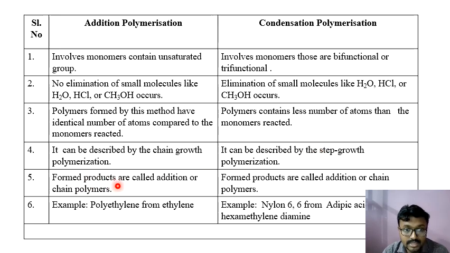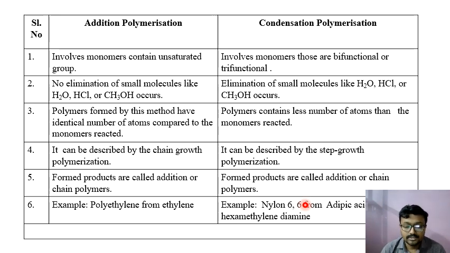The product formed in addition polymerization is called addition polymer. The product formed in condensation polymerization reaction is called condensation polymer, or sometimes also copolymer. An example is polyethylene, which is formed from ethylene molecules. It's an example of addition polymerization reaction. Nylon 66, which is formed by the reaction between adipic acid and hexamethylene diamine, is an example of condensation polymerization reaction.